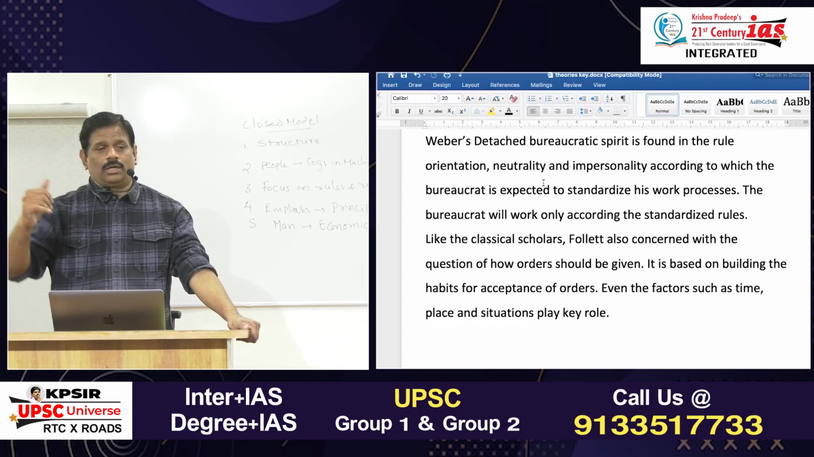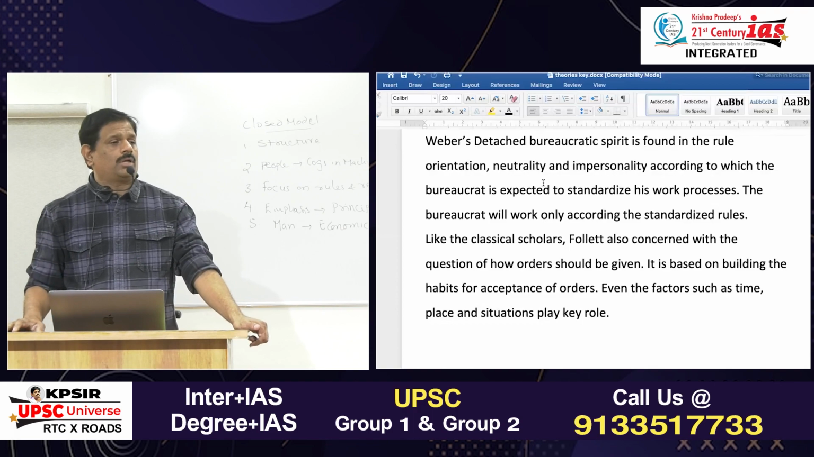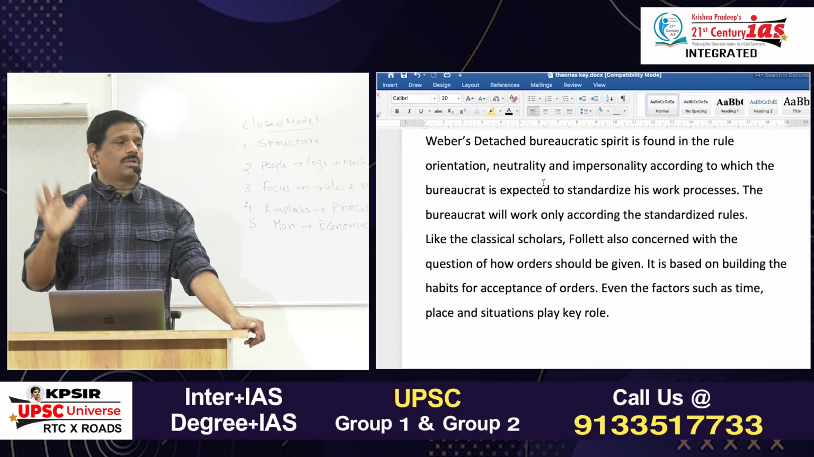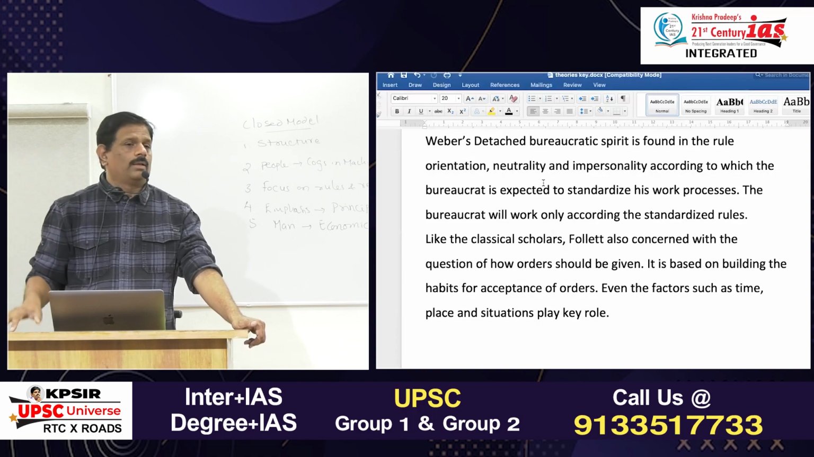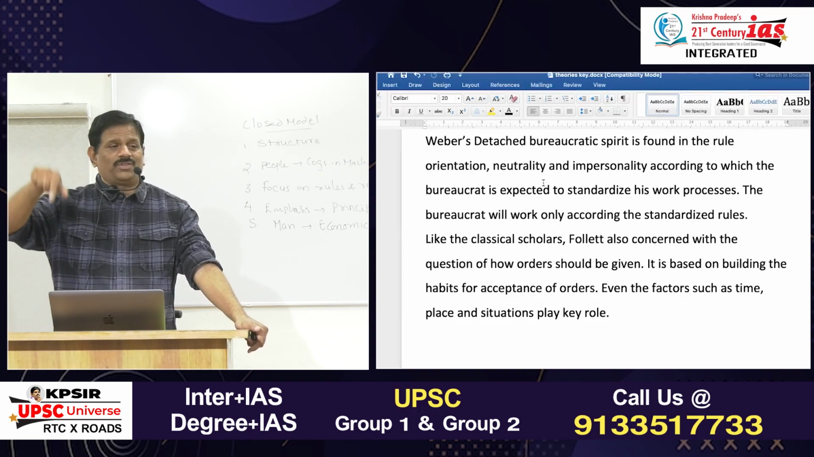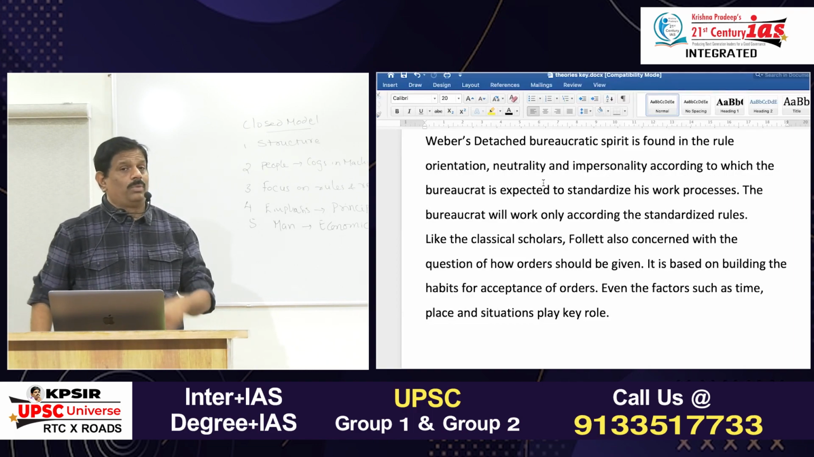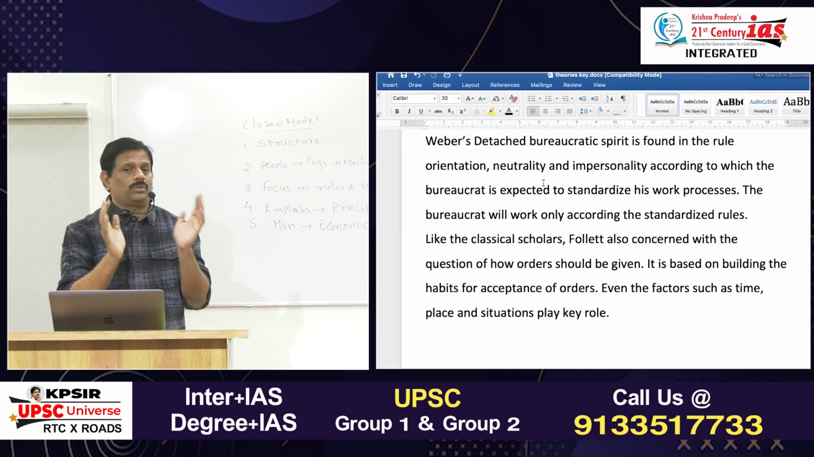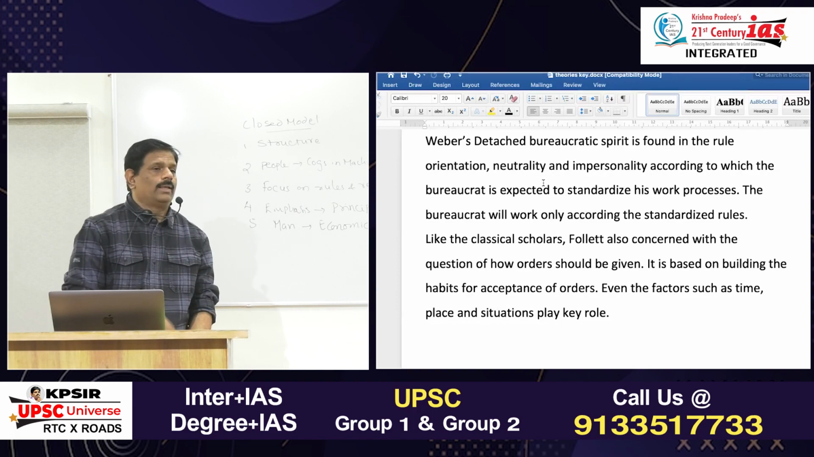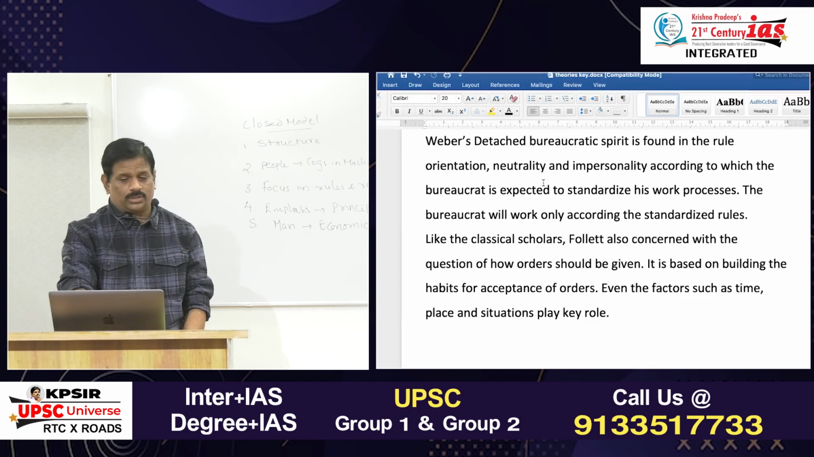Would you like to hit a helicopter shot, or do you want to hit a jet shot? Whatever shots you can choose. But you have to follow the overall decisions of the management. Similarly, no management will expect the worker to go beyond the rules and regulations. Within the specified role only you have to work. That is Weber's detached bureaucratic spirit.